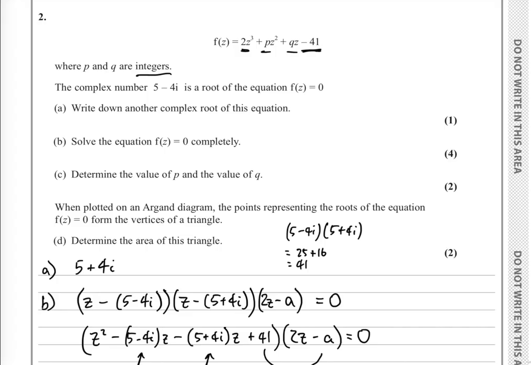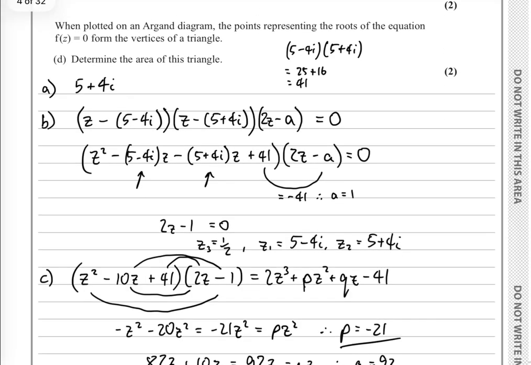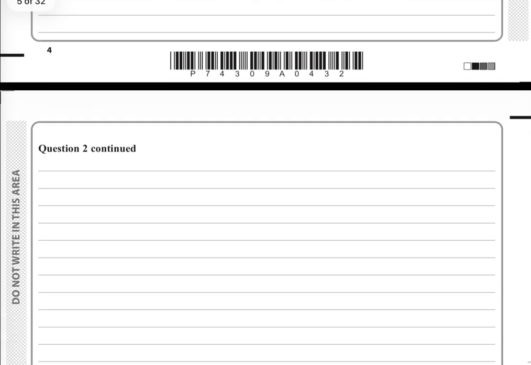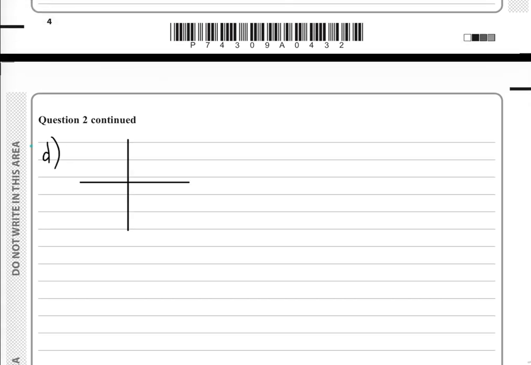When plotted on an Argand diagram, the points representing the roots of the equation f of z equals 0, that's what we found in part B, form the vertices of a triangle. Determine the area of this triangle. Okay, so we're plotting these 3 points on an Argand diagram. Let me do it down here. So one root we found was a half, put that there. And the other two, 5 plus 4i and 5 minus 4i.